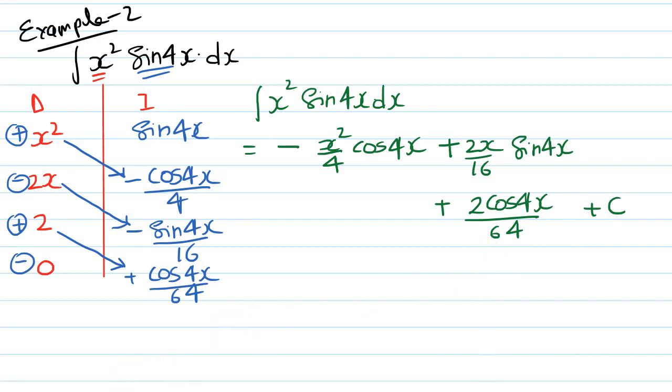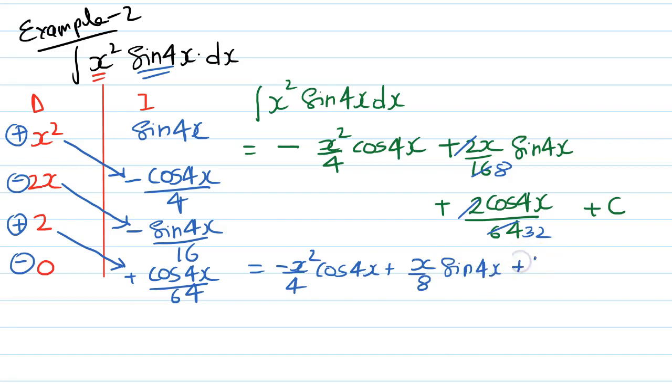So now, similarly you can simplify it. It is 1 over 8, and it will be 32. Okay, so your final answer is minus x square over 4 cos 4x, and here it will be x over 8 sine 4x plus 1 over 32 cos 4x and plus c. So this will be your answer, right? So this is the way we can solve it using the tabular method.